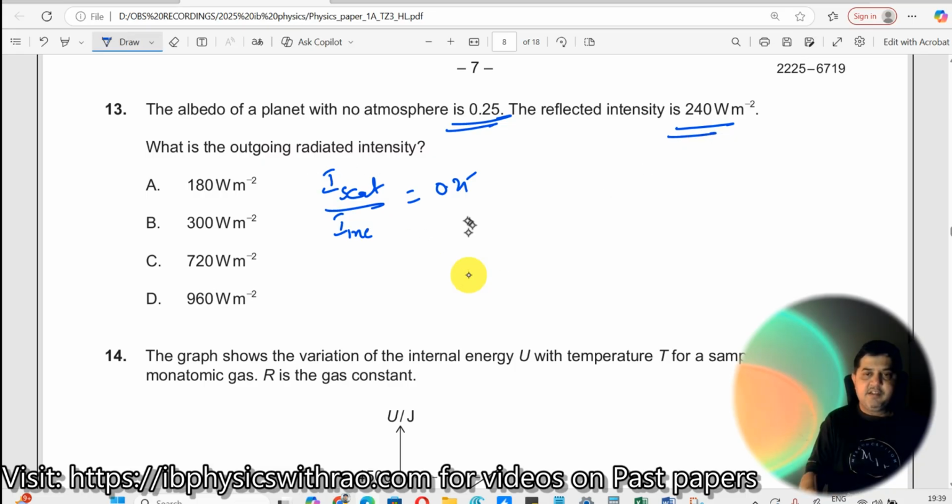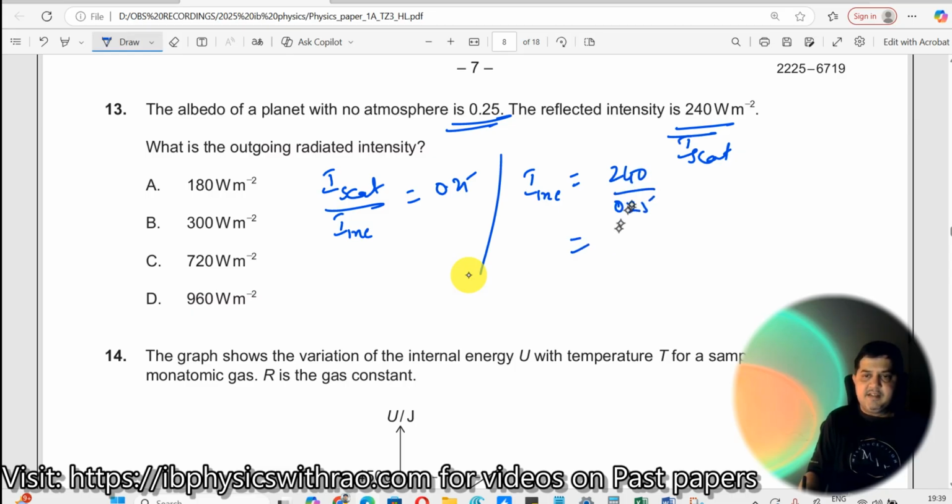That's the question. So this reflected intensity is given, which means I scattered is given. Don't get confused thinking that reflected and scattered are different. No, both are one and the same. So 240 is given. First, I will find I incident by using 240 divided by 0.25.